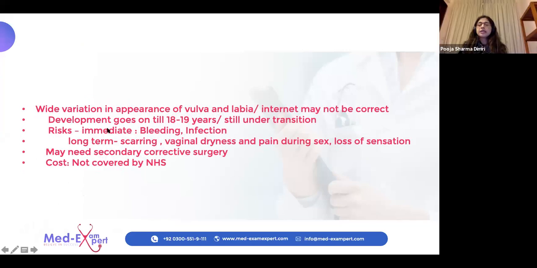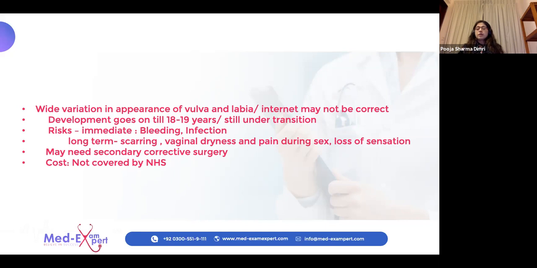As we discussed, there's a wide variation in the appearance of labia, and the internet can be misleading. Development can go on till 18 to 19 years. The body is still in transition, and any surgery done at this time may affect that normal growth. Then there are risks to the surgeries: bleeding, infection, and long-term risks like scarring, vaginal dryness, even dyspareunia, loss of sensation. It can actually be more harmful than beneficial, and may need a secondary corrective surgery.